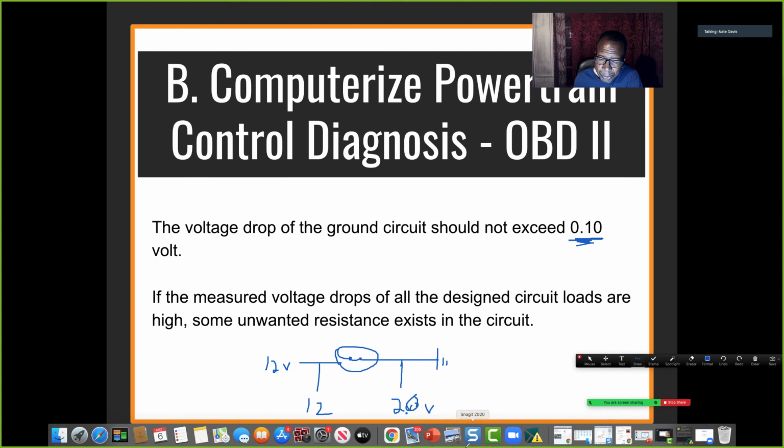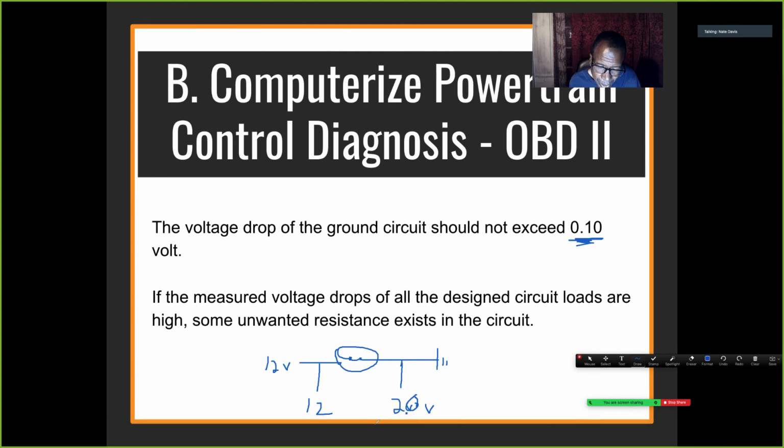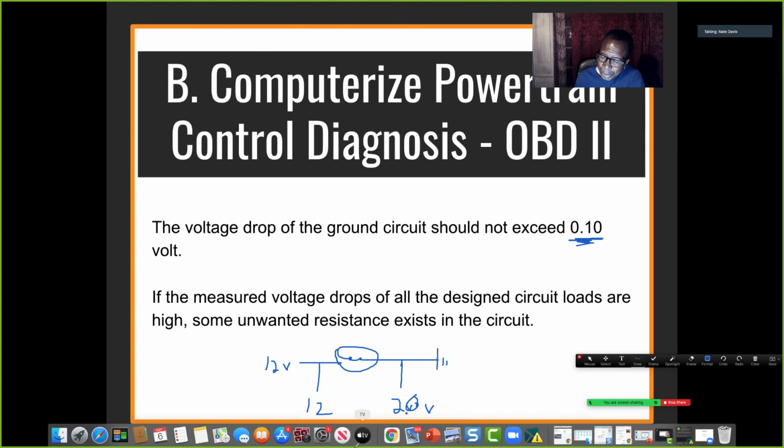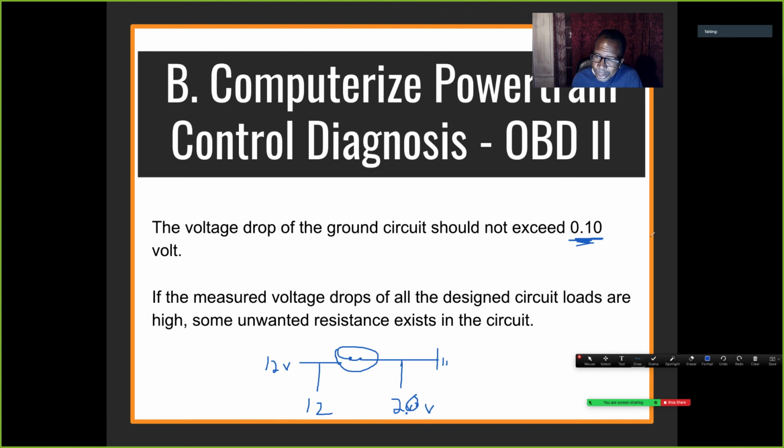Is that a problem? 2 volts there. Yes, 2 volts here. Is that a problem or is that good? No, that's a problem. Exactly, that's a problem. That goes over this number here. So that's going to affect the way this circuit works.